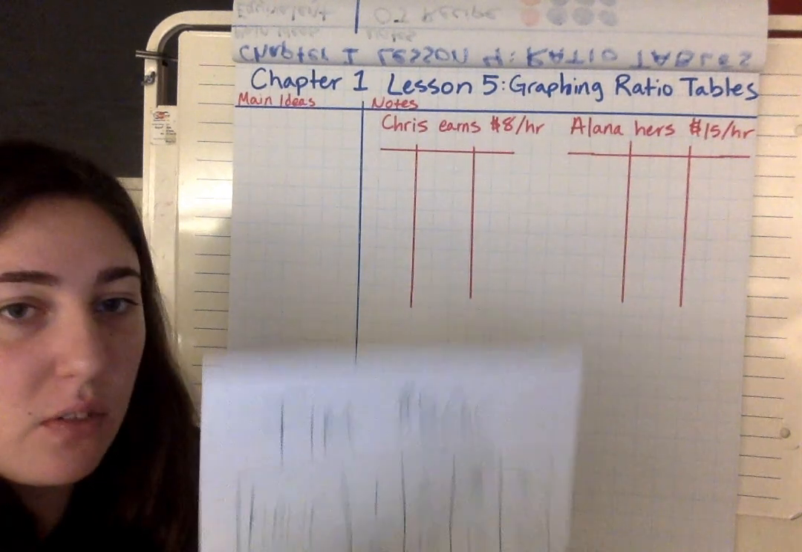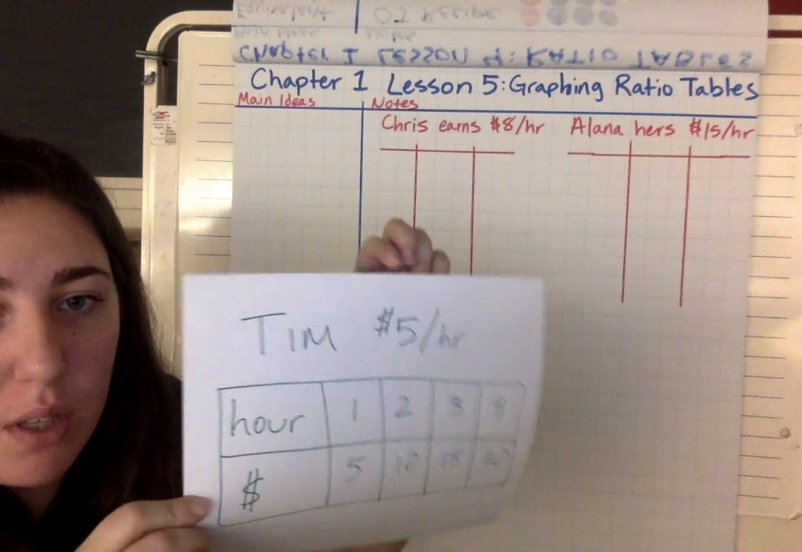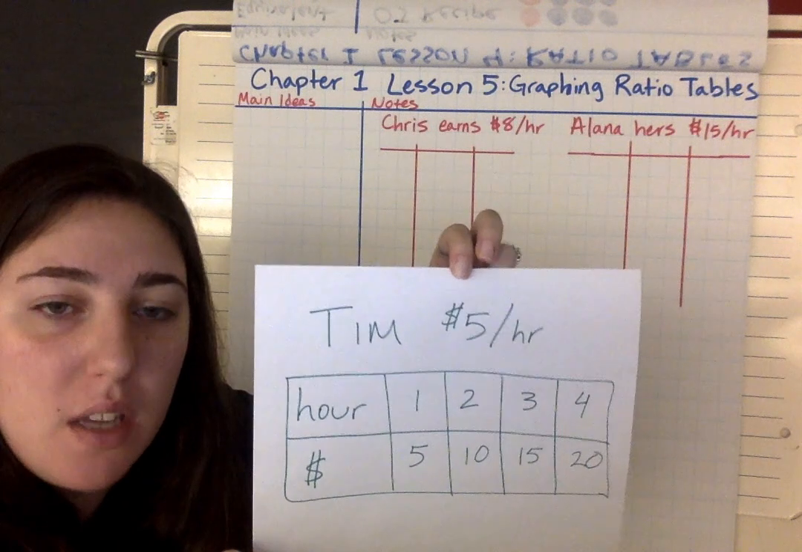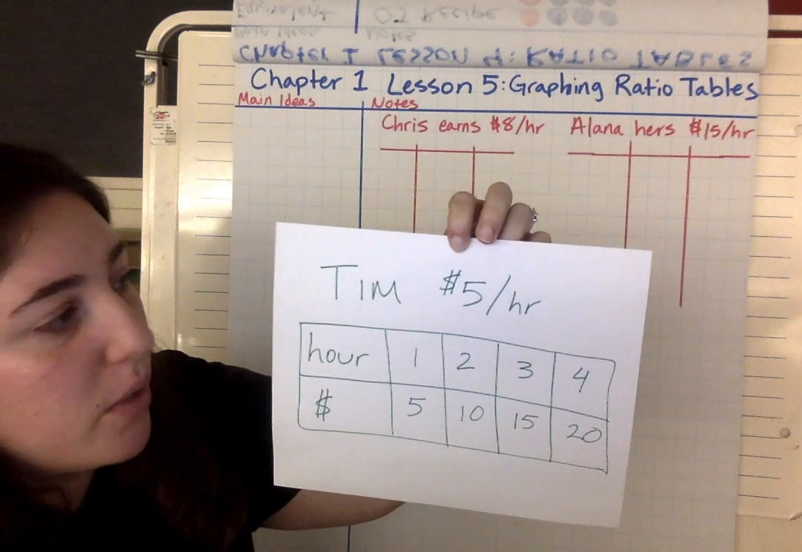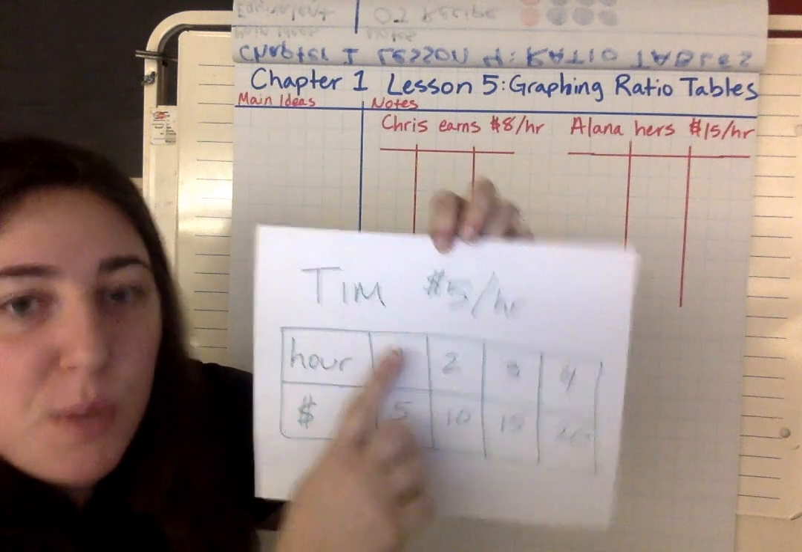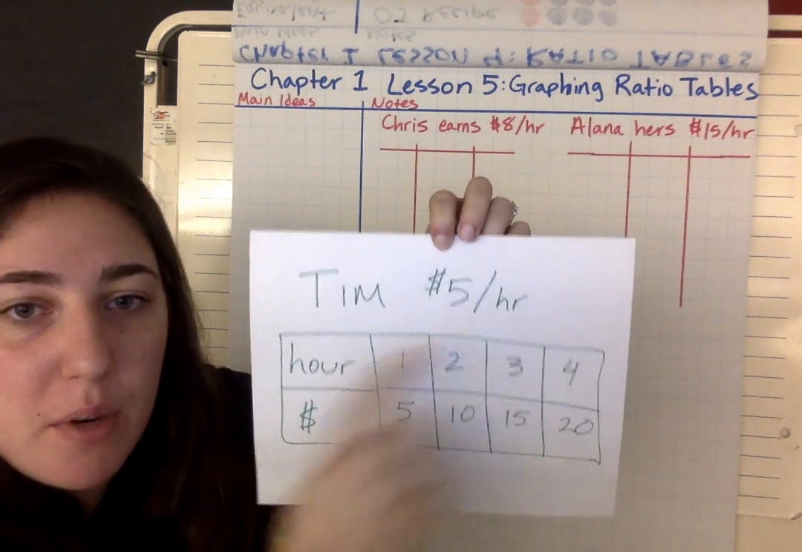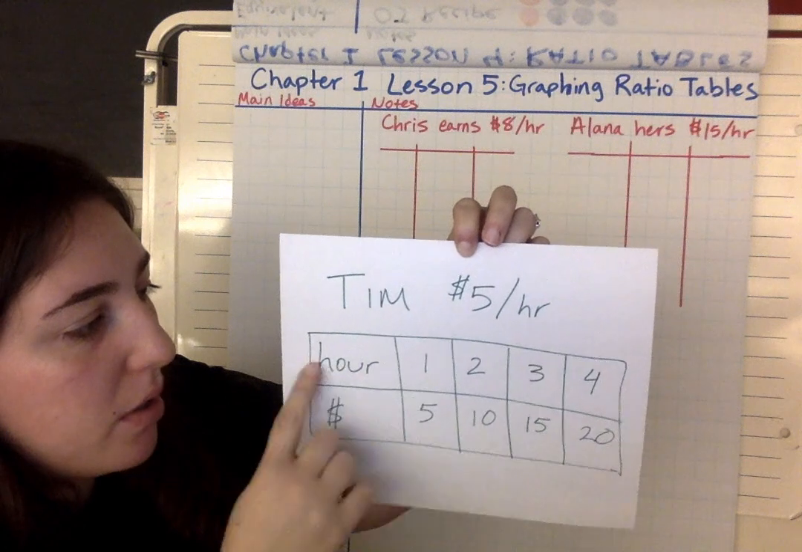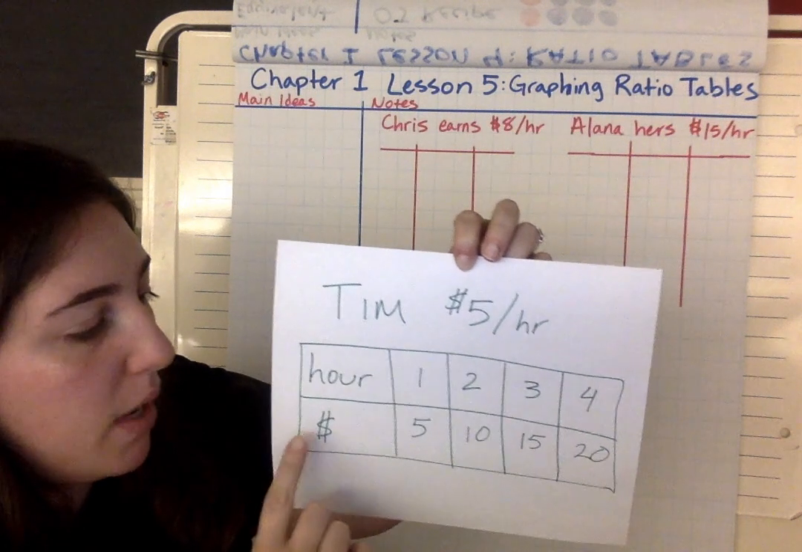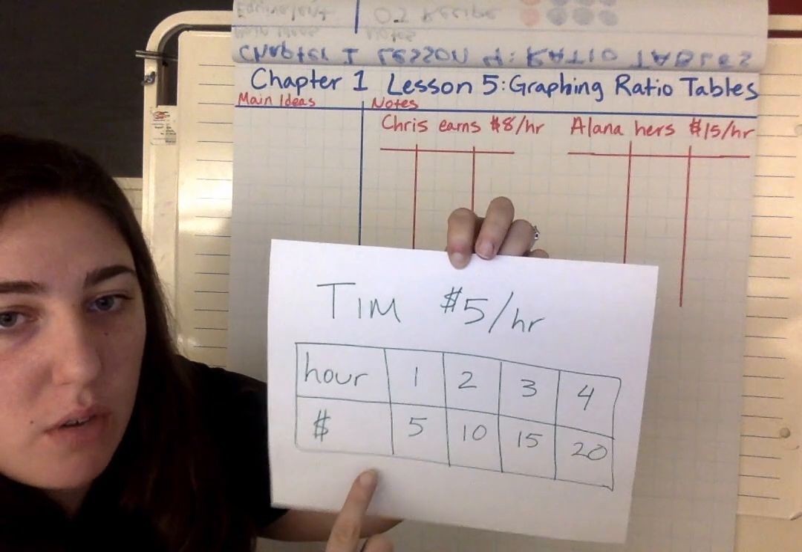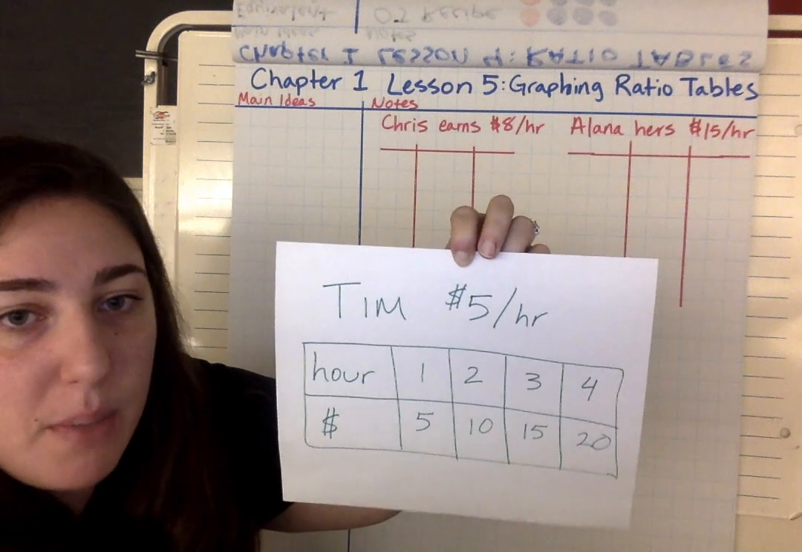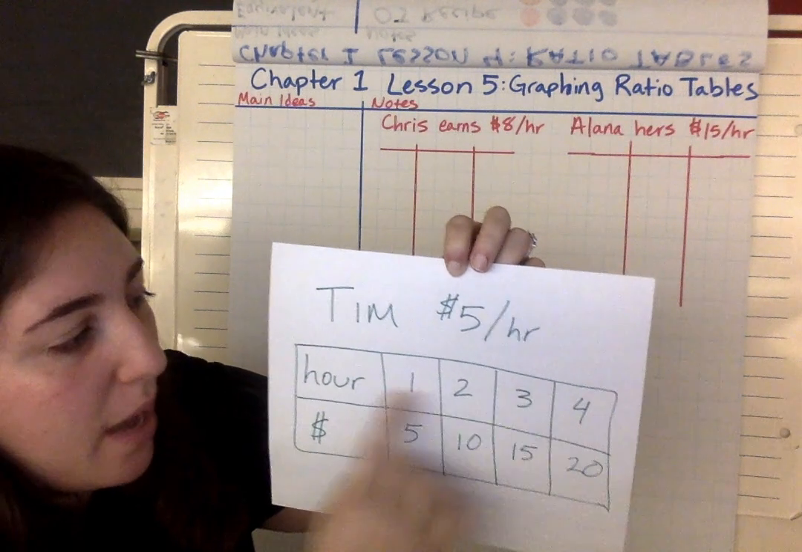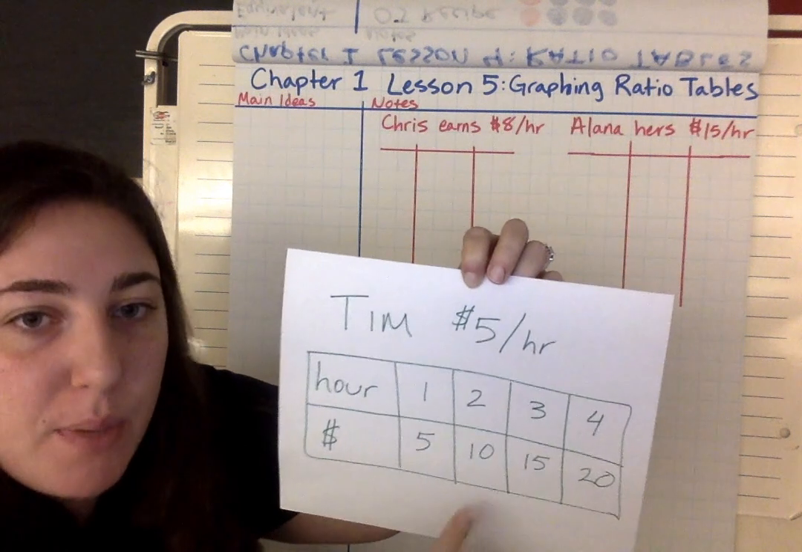Okay, so again in Lesson 4, this is kind of what we did. We learned what a ratio table was and how to make them, how they work. So for example, if we knew that this person, Tim, made $5 an hour, we would have hours up here for this row and money down here for this row. So for every hour, we would calculate how much he makes. Or however many hours he works, we would see how much money he makes.